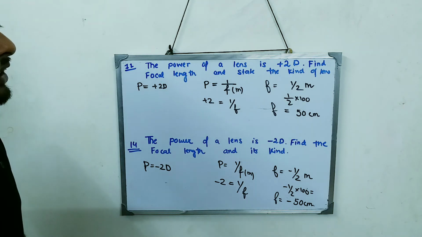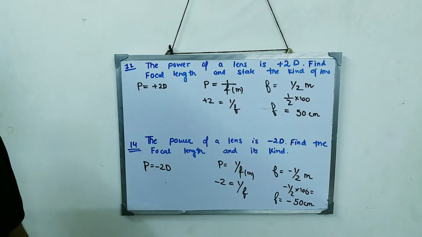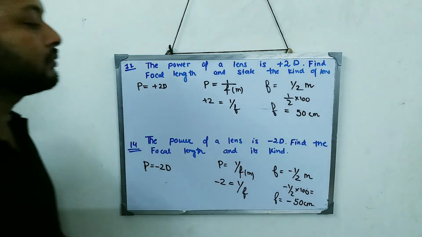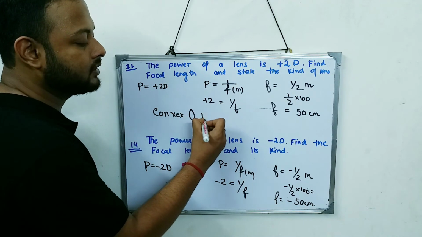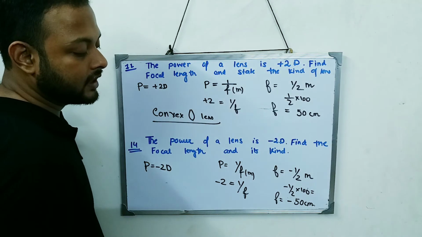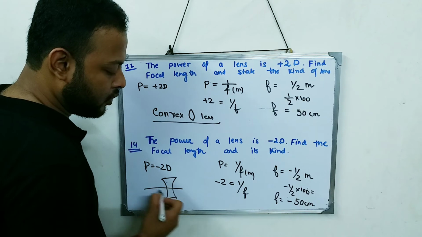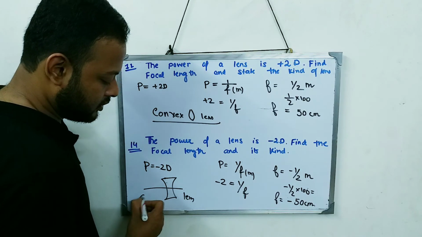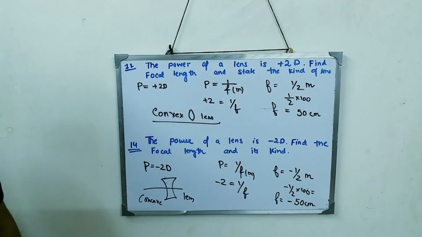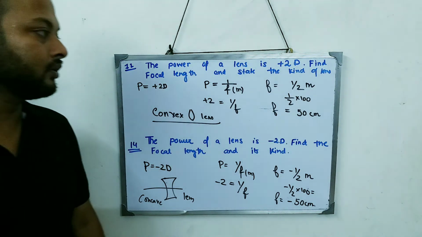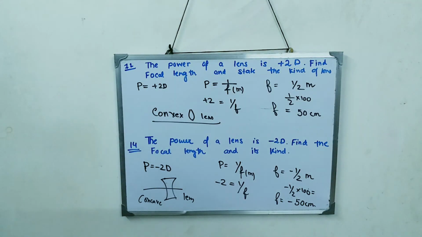Now what kind of lens is it? As you can see, the focal length is positive. A positive focal length means it is a convex lens, like this convex lens. And since I have a negative focal length, that means it is a concave lens. So, I think these two sums were pretty easy for you to do. Now let's see the other things that we have to study.